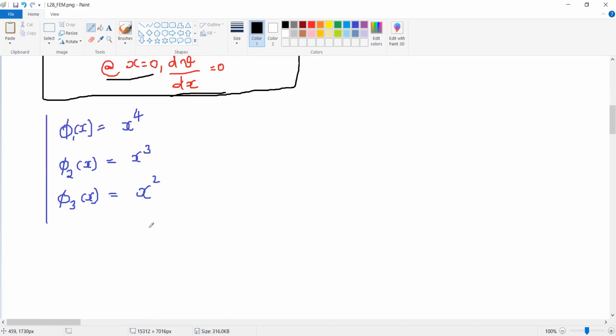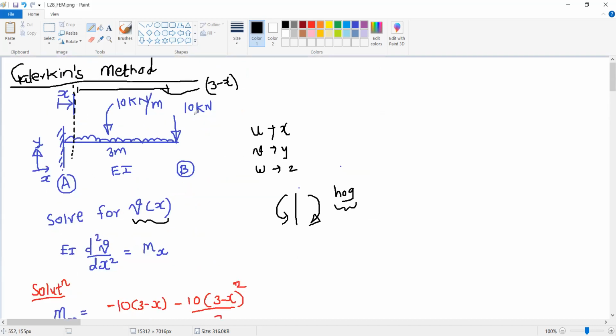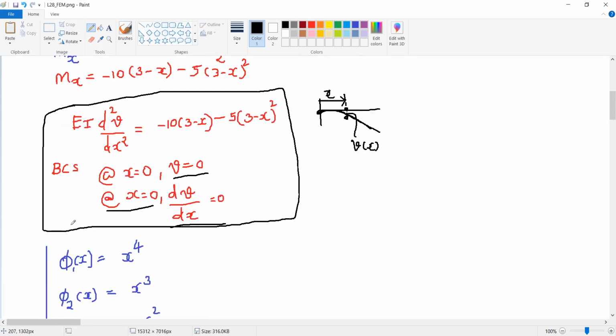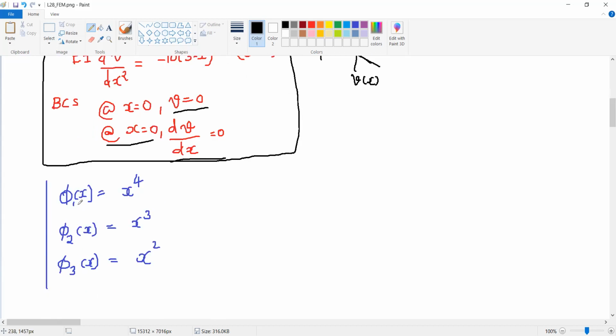Now in the weighted residual method, may it be Galerkin's method, point collocation method, or subdomain collocation method, the first step is to choose trial functions. Trial functions are used to approximate the solution of a differential equation. So I'm going to choose three trial functions, phi1 of x, phi2 of x, and phi3 of x.